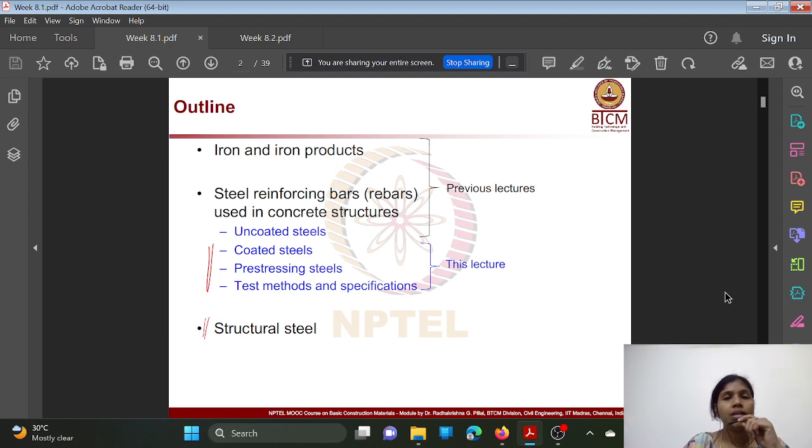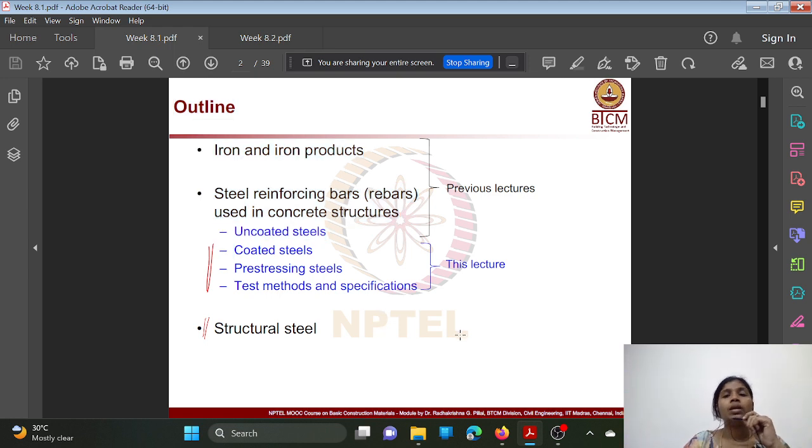See, previously, in the week 7 lecture, we have seen the aspects related to iron and iron products, and then steel reinforcing bars such as rebars used in concrete structures. And in that we have looked at the uncoated steels. So this week we will concentrate on coated steels, pre-stressed steels, and test methods and specifications, and then structural steel.